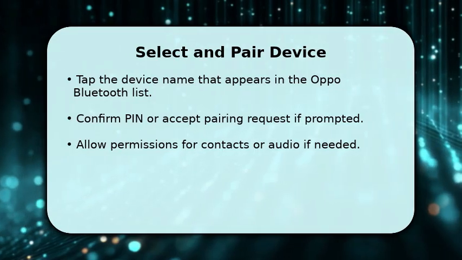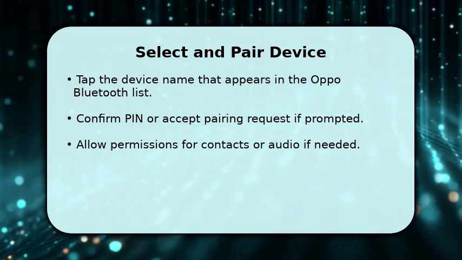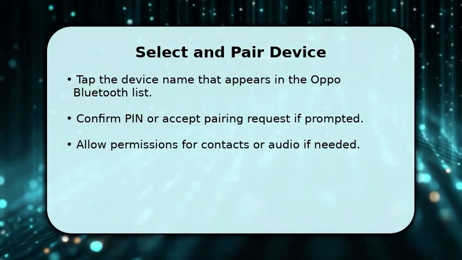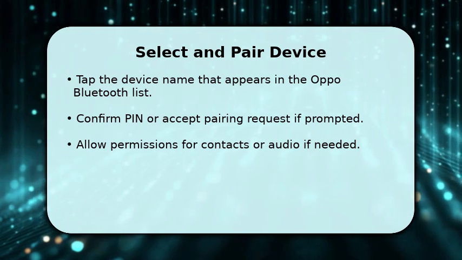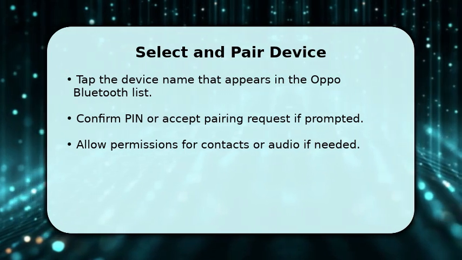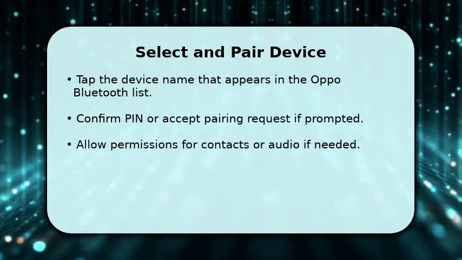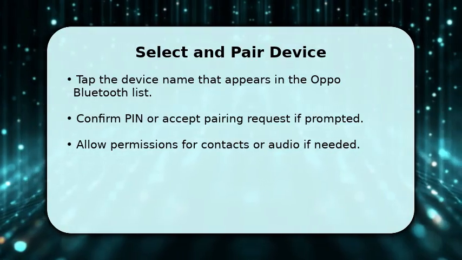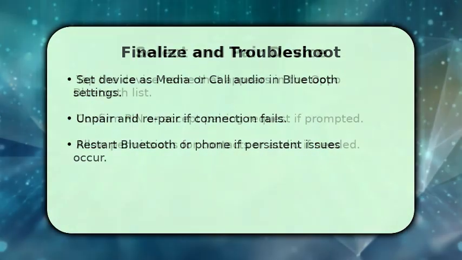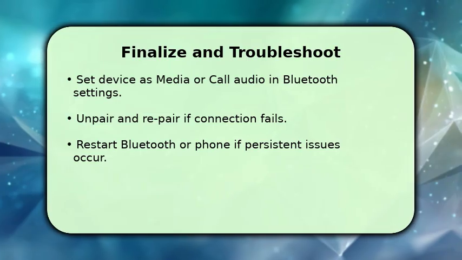Make sure to grant necessary permissions, for example, audio or contact access, because Oppo uses those to route calls or media. You finish by selecting the connected device and choosing roles like media audio or call audio so sound goes where you expect. This prevents calls playing through phone speakers.